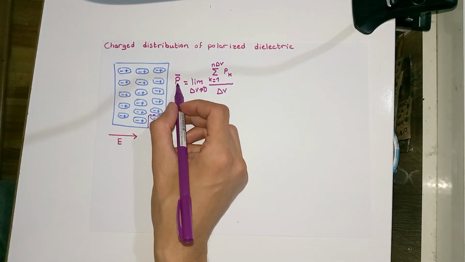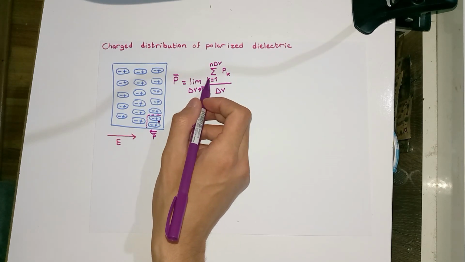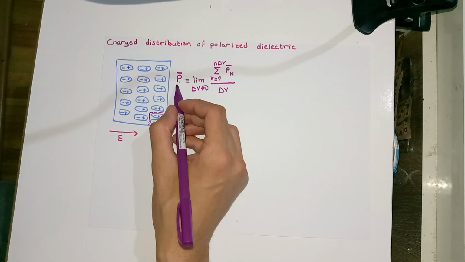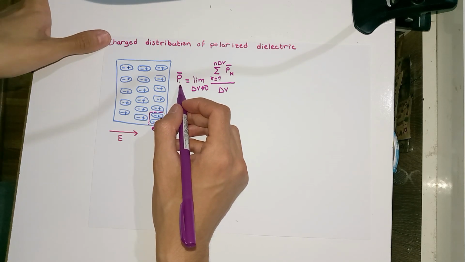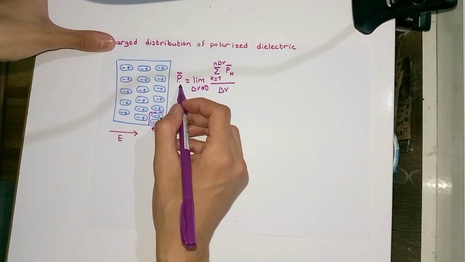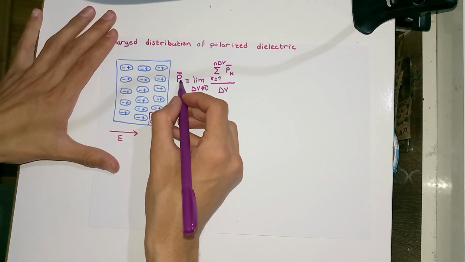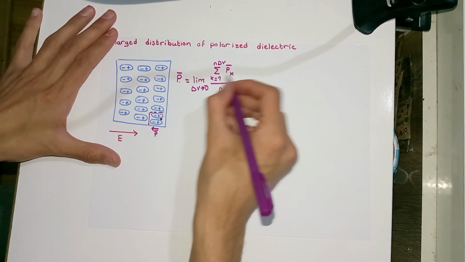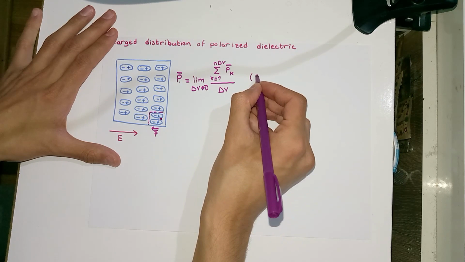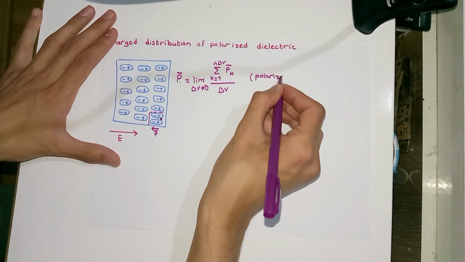To distinguish between this volume density of the dipole moment and the dipole moment itself, I choose the uppercase P to represent the volume density of the electric dipole moment. And as you notice, this whole statement, the volume density of the electric dipole moment, is so long. So instead of it, we are going to use the term polarization.